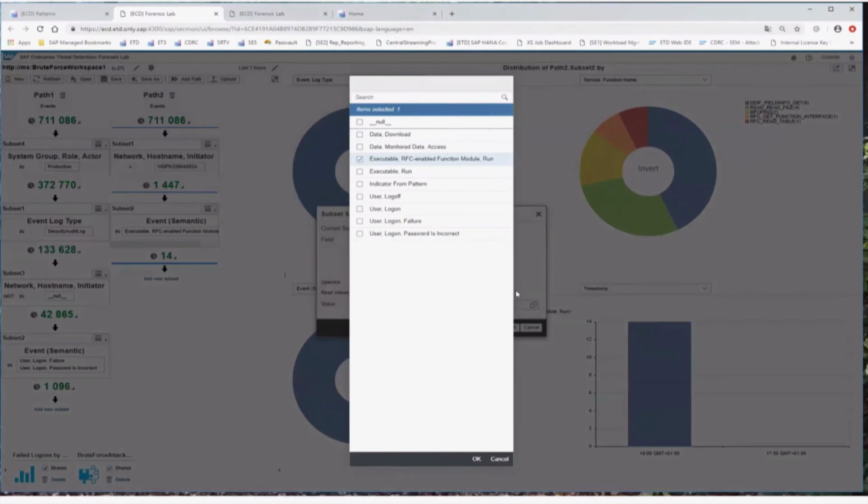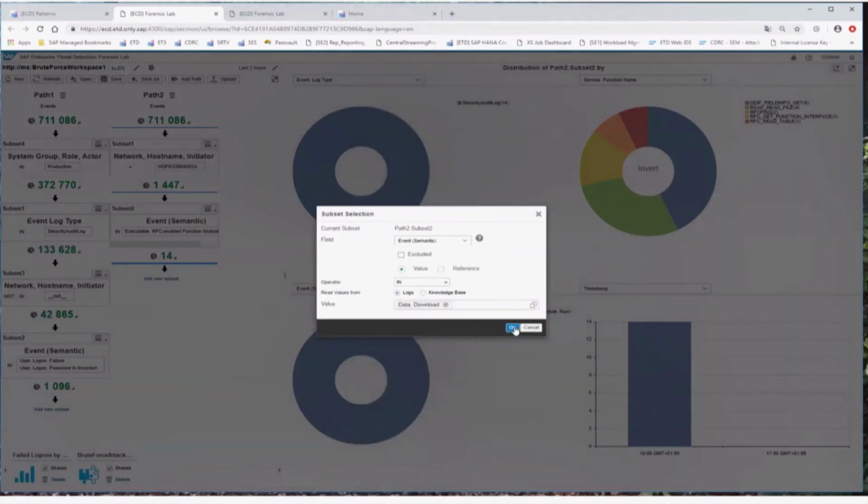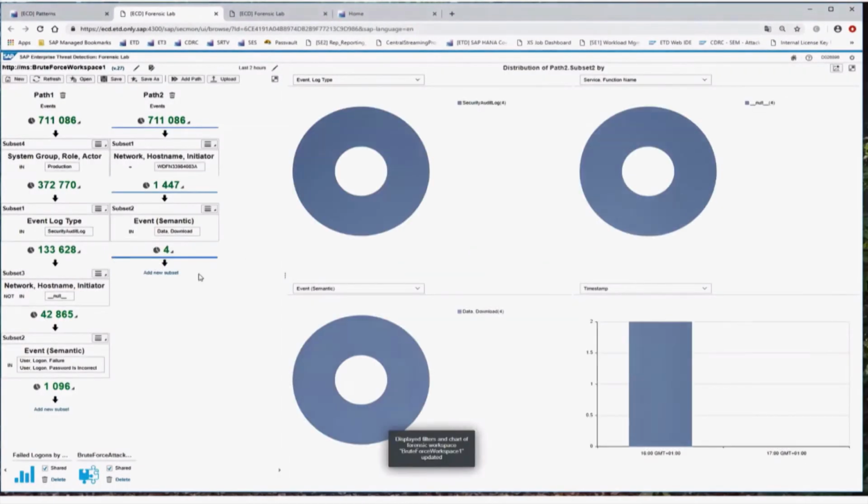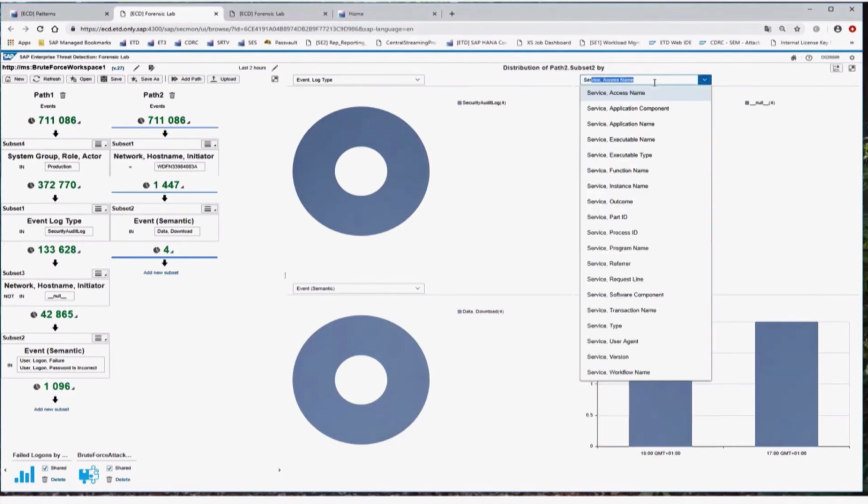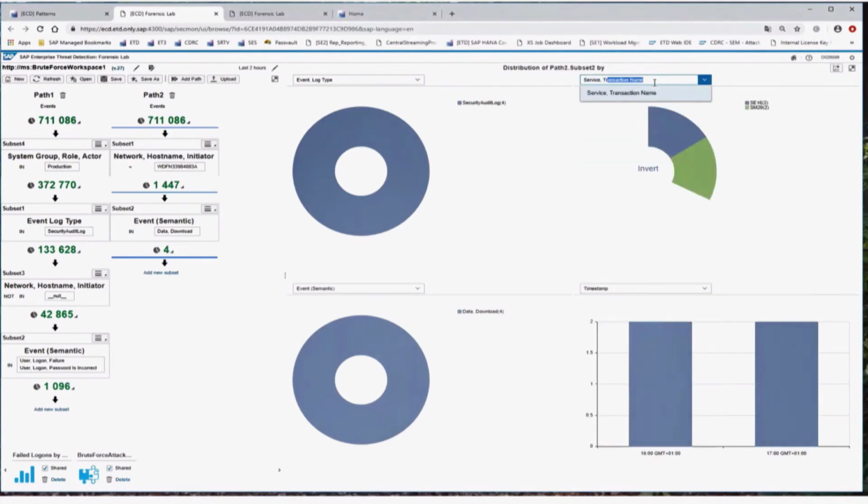And now we're going to look at what else happened. Was he able to download any data from the system? So we choose that, and that's going to change the chart. We see that there were 4 instances of data download. So we'll look a little deeper here into the transactions that he ran. We see that he ran SE16 and SM20 against the security audit log again. And he was able to download data. You see that there was some data downloaded, 4 instances from the security audit log.